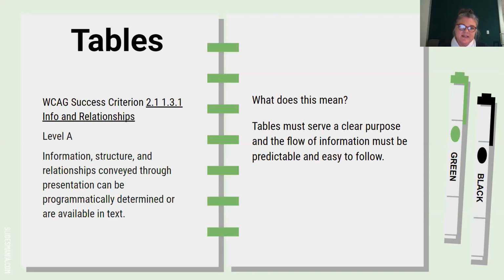So WCAG success criterion 1.3.1, from 2.1, so this was not originally in 2.0, talks about information and relationships. This is a level A, so this is a minimum requirement that information, structure, and relationships conveyed through presentation can be programmatically determined or available in text. That programmatically determined that we keep seeing is the HTML coding, by the way. What does this mean? That tables must serve a clear purpose and the flow of information must be predictable and easy to follow. And we're going to talk a little bit about tables, and equations absolutely can be a nightmare.